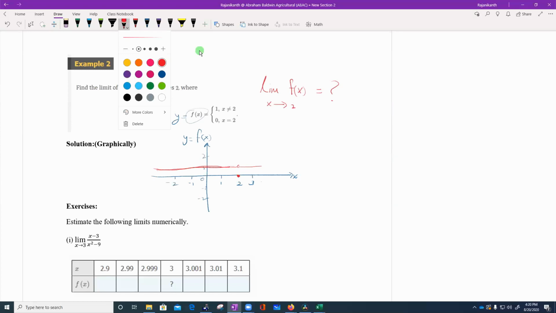Okay, my kind request, everyone, could you put your microphone into off mode? If you have a question, you can switch on.